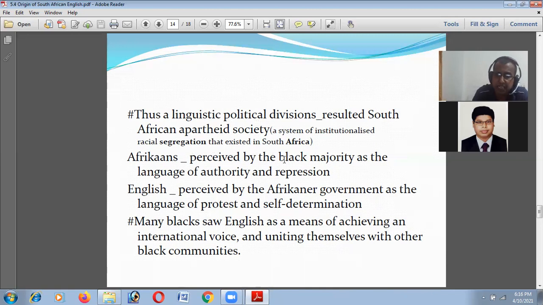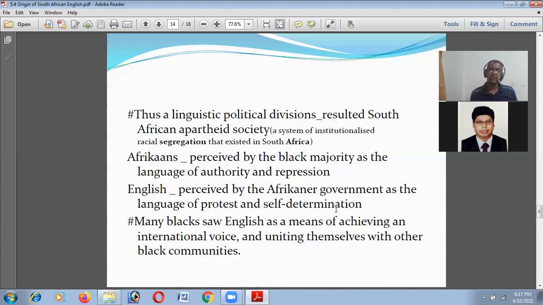Afrikaans is perceived by the black majority as the language of authority and repression. English is perceived by the Africans as a language of protest and self-determination. Many blacks saw English as a means of achieving an international voice and uniting themselves with other black communities. So in the case of Africa, there are several varieties of attitude towards the English language.